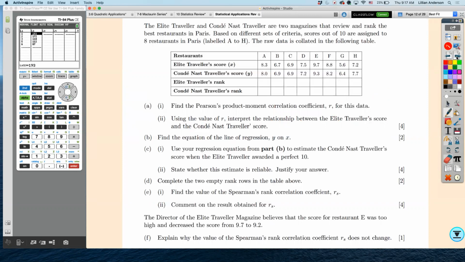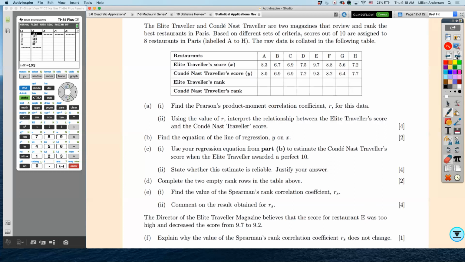This is a long one. This will be an example of a paper 2 type question. Paper 2 are your long response questions, your A through G's or your A through F's. You're probably going to have about 5 to 6 of those on your actual exam.